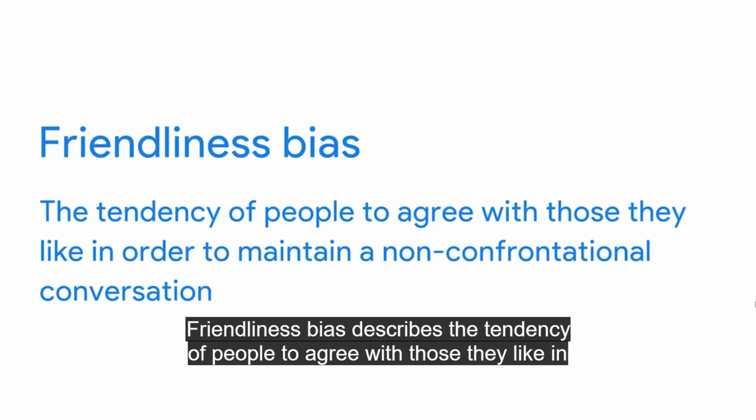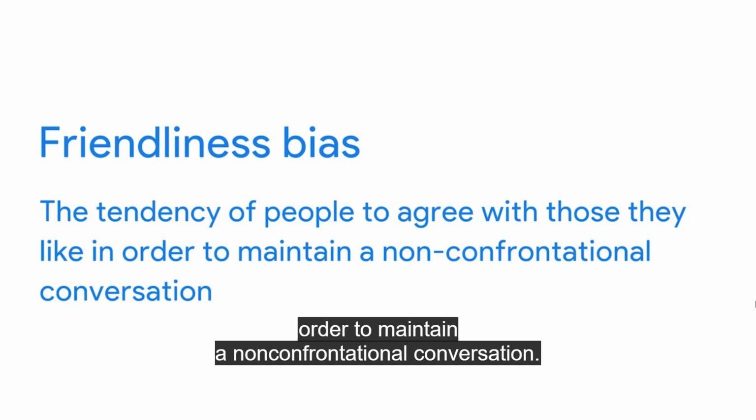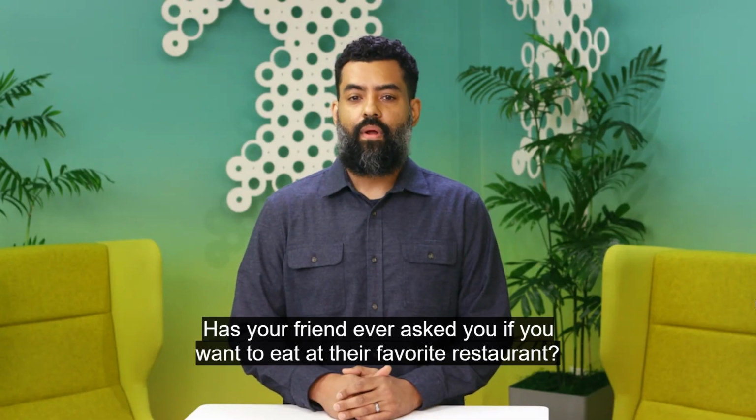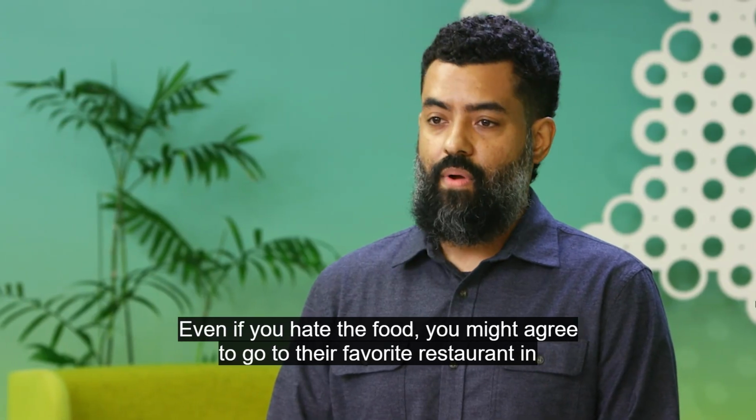Next up, another bias often experienced by participants, friendliness bias. Friendliness bias describes the tendency of people to agree with those they like in order to maintain a non-confrontational conversation. Think about this in the real world. Has your friend ever asked you if you want to eat at their favorite restaurant? Even if you hate the food, you might agree to go to their favorite restaurant in order to avoid confrontation.